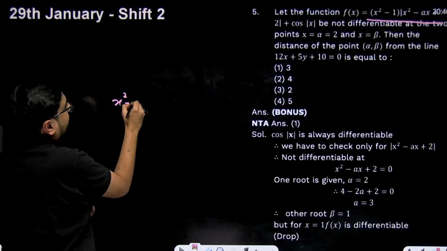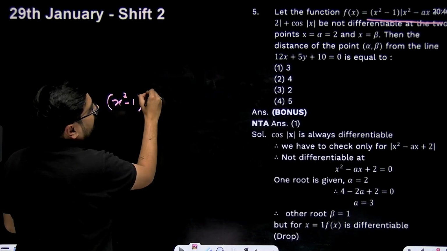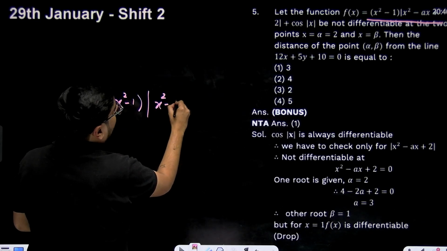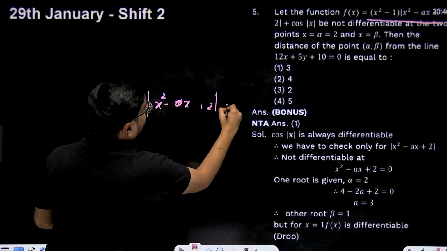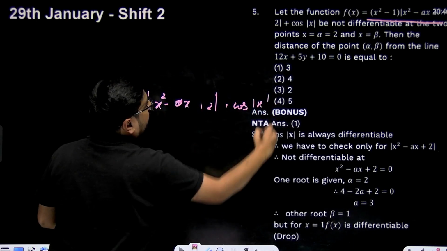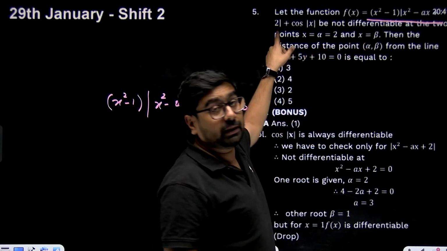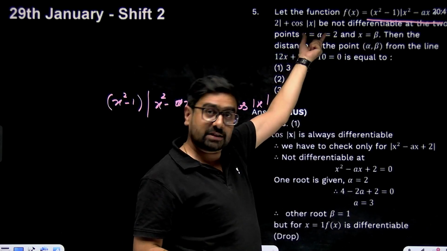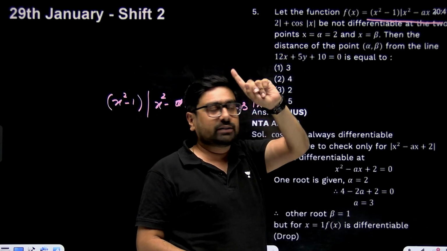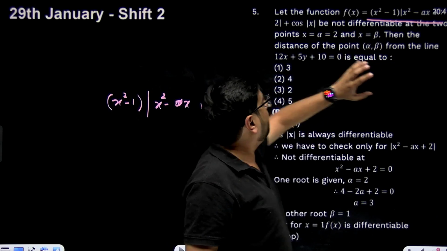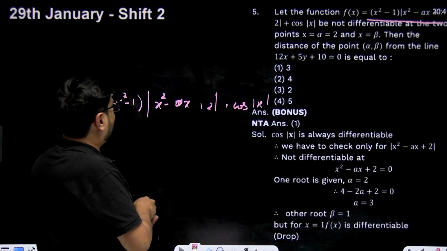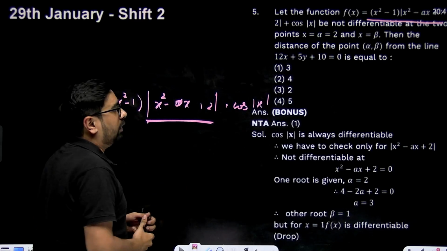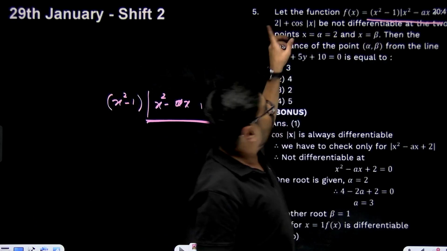This is something like this: x square minus 1, which is in brackets, and inside mod we have x square minus ax plus 2, mod, plus cos of mod x. Now here they are saying that it is differentiable at 2 points, x equal to alpha, which is already given, equal to 2, one root is given basically, and x equal to beta. Now cos x is always differentiable, no problem. So the only thing we have to check is the function x square minus alpha x plus 2.